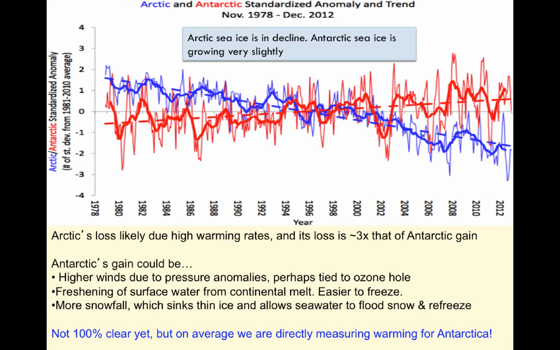So the Arctic's loss is likely due to high warming rates. It could be storminess too. You get storms that come in there and break up ice, and they're actually pretty good at doing this too, but high warming rates are definitely a factor here. And the Arctic loss is about 3 times that of the Antarctic gain.